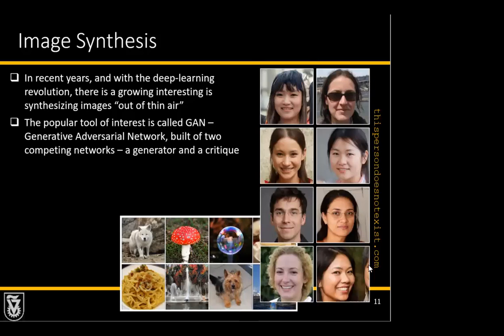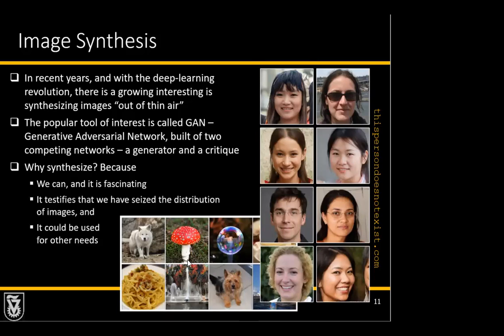All these people are not real. They are generated by a GAN called StyleGAN. And as you can see, they look very real, but they actually aren't. They are not pictures of people. So why do we do this? Why do we synthesize images? Well, first of all, it is fascinating that the computer is able to do this. It also is a testament to the fact that we have seized the image distribution, that we know what the distribution of face images or dog images looks like, and it could be used also for other needs.